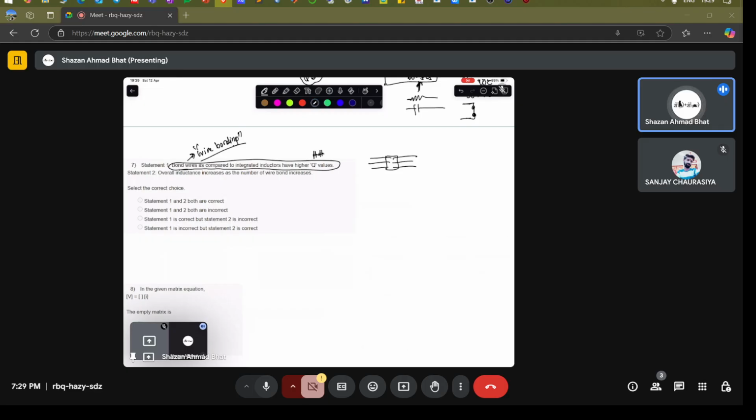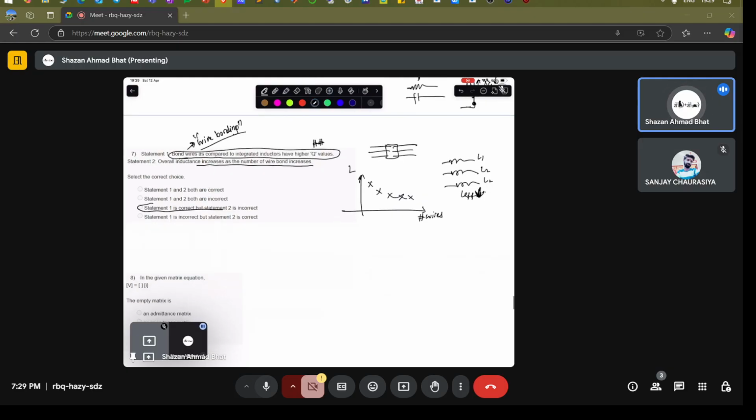Okay, but overall inductance increases as the number of bond wires increase. No, we have seen that if you have an inductor and if you have the number of bond wires, then the inductance goes on reducing because it's just like you have parallel inductors. If this is L1, this is L2, this is L3, the effective L reduces, so the effective inductance comes down. So the statement one is correct, but the statement two is incorrect. That is the answer of this question.